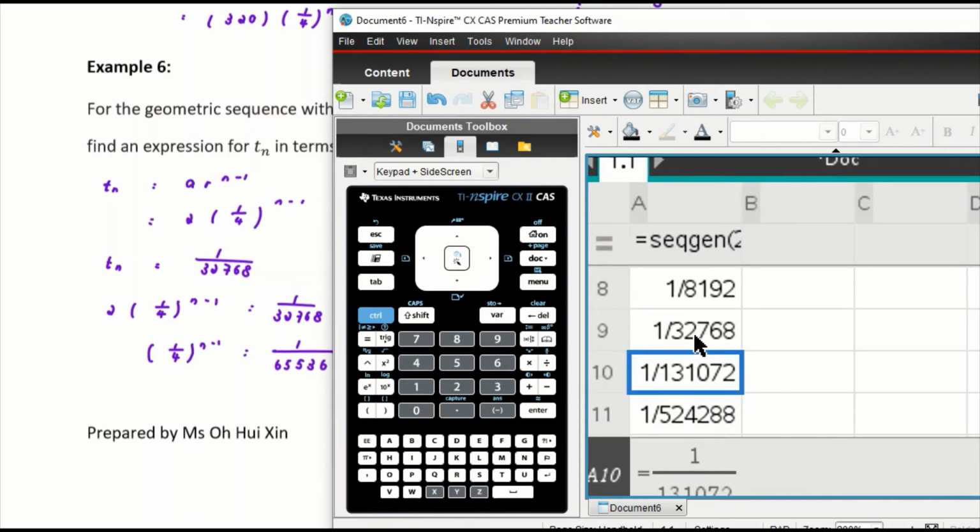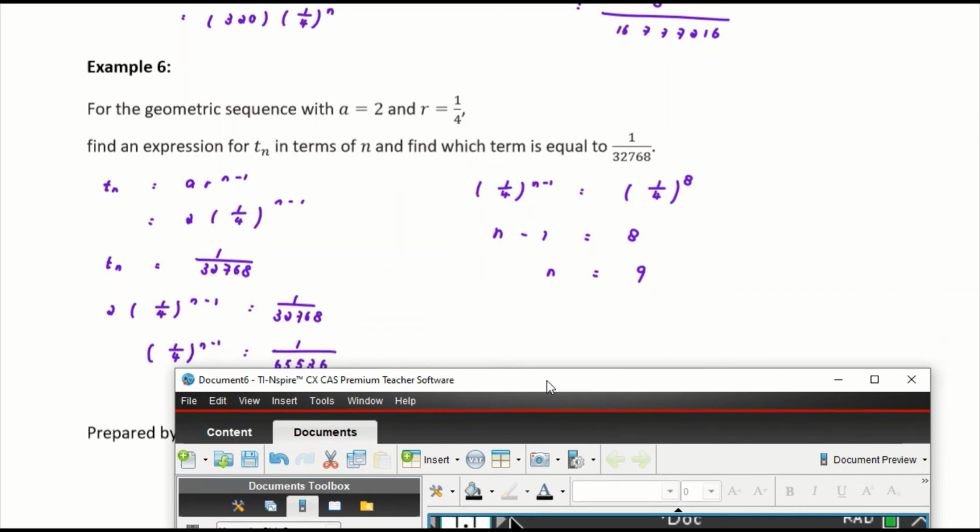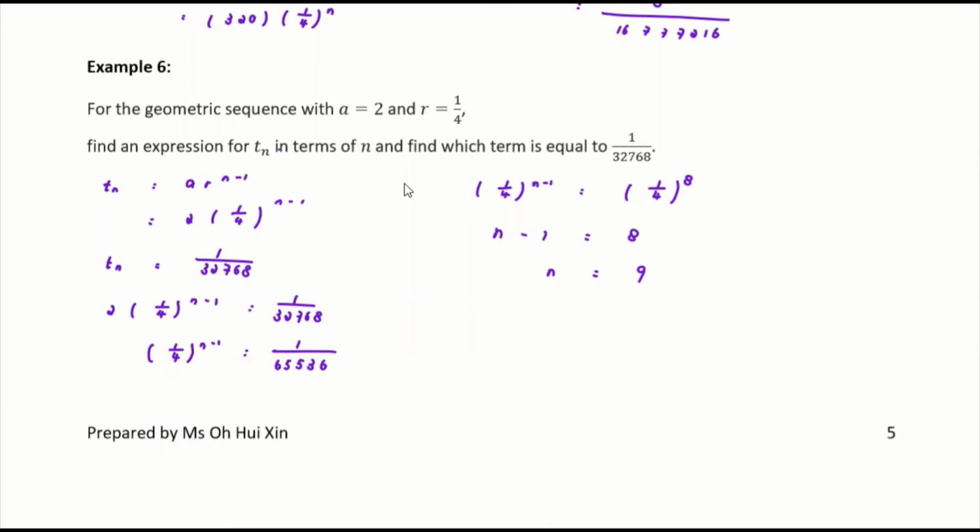Okay, so let's check our answer. So you need 1 over 32768, right? So that's why it's the 9th number. So you can see it's the same answer. Okay, n equals 9. So this is one method that you can try to do. Okay, so I'll write it here. So calculator you have. So this is the first method, manual calculation.